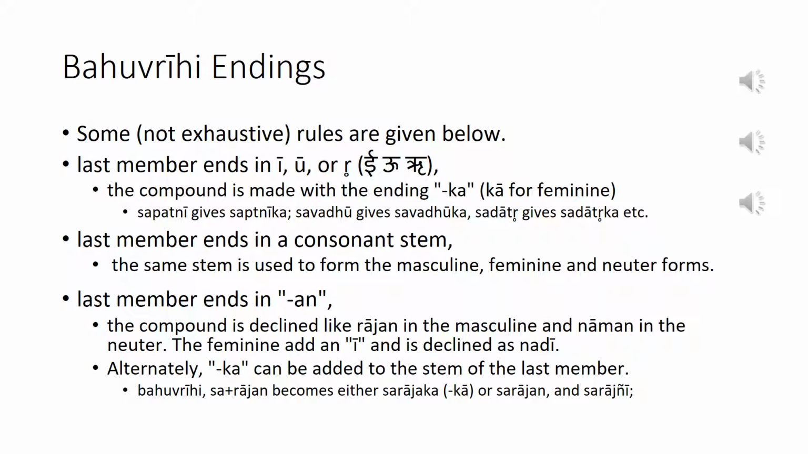Bahuvrihi compounds are a difficult area of Sanskrit grammar. In fact, G.L. Hart points out in A Rapid Sanskrit Method that even Kalidasa has made a mistake in rendering a Bahuvrihi compound. Since the latter element of this type of compound is a noun and the whole compound is to be interpreted as an adjective, formation of feminine forms from masculine nouns and vice versa is very complicated. Some rules are given here.